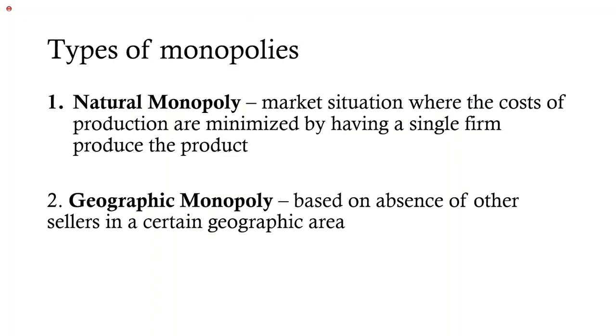So the second type is called geographic monopoly, based on absence of other sellers in certain geographical areas. So the name gives you a clue that it depends on the area. Now, for example, if a certain product can only be grown in Iceland, or if coal was only made in South Africa, then that becomes a monopoly. If something can only be grown in one place, that becomes a geographic monopoly.